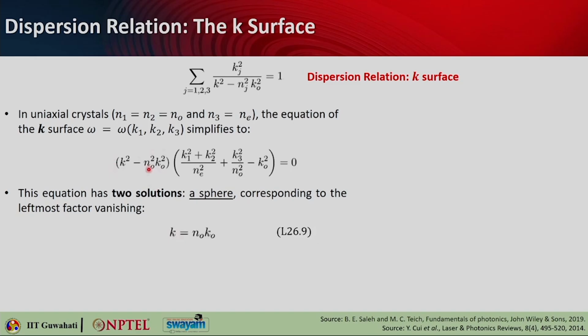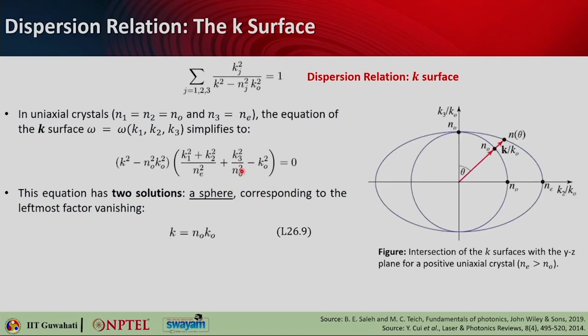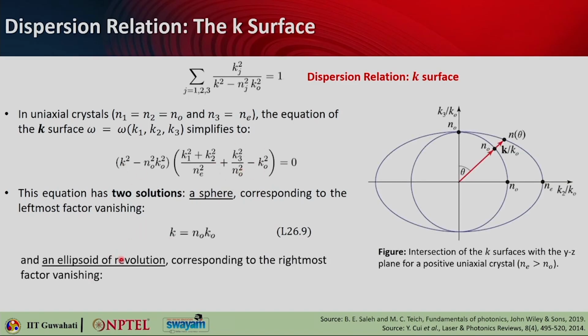Here you will see that this particular equation has got two solutions, one of the sphere that corresponds to the leftmost factor vanishing. So, you can write k equals n naught k naught, and the other one is this one that corresponds to an ellipsoid of revolution, that vanishes this factor, and you can write that equation as this plus this equals k naught square. So, this is how you can put it on the k surface.